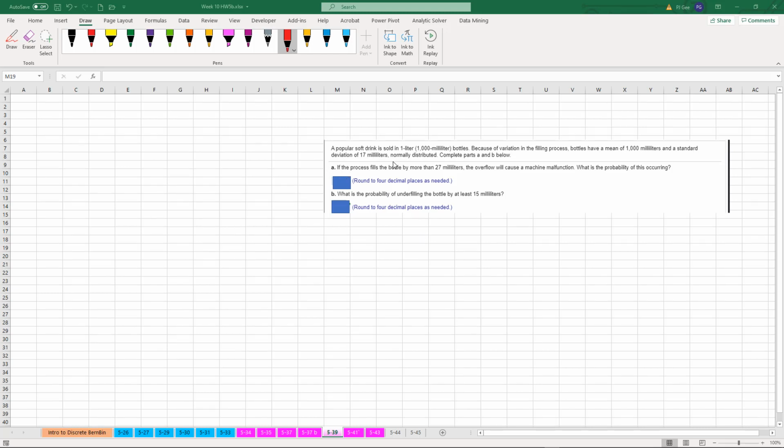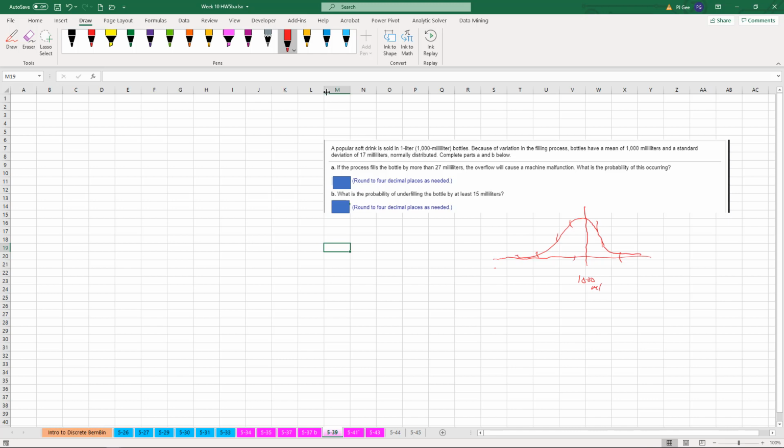Okay, so we're still in normal distribution here, and it's always a good idea to draw out the image of what you're looking at. So we have normal distribution, and on this we're doing soda or pop as they call it out in Western New York. Our mean, in the middle, is 1,000 milliliters, and the standard deviation is pretty tight here. On the shoulders, plus or minus 1. In the middle is plus or minus 2. And out at the tail is plus or minus 3.